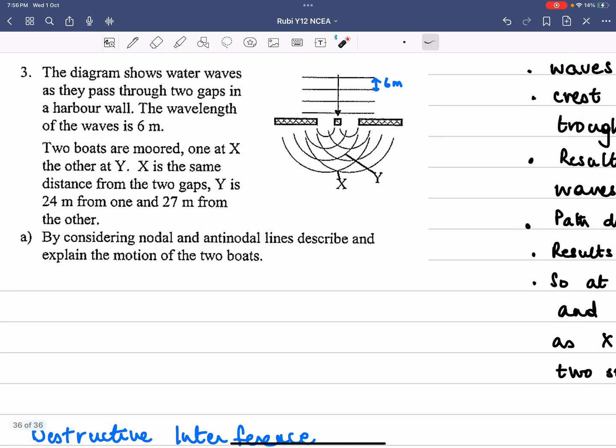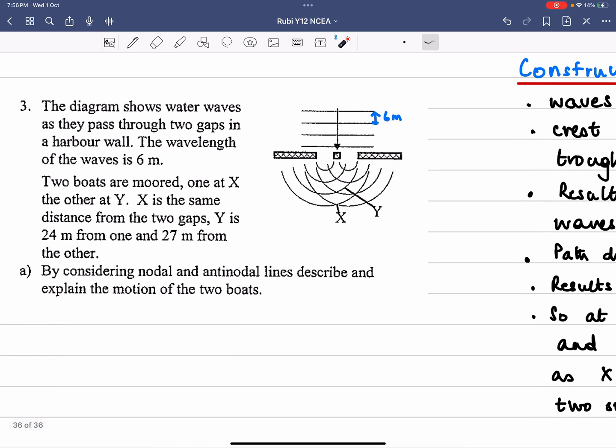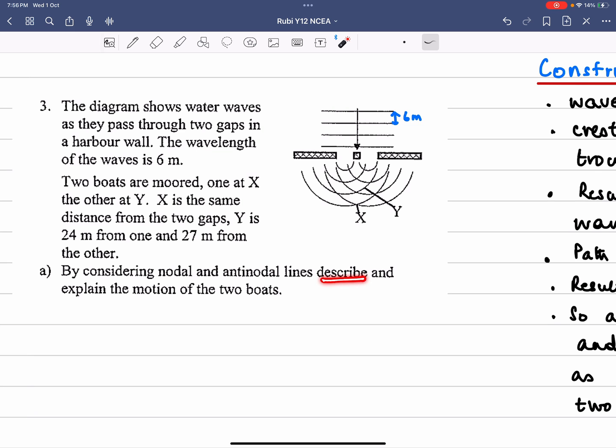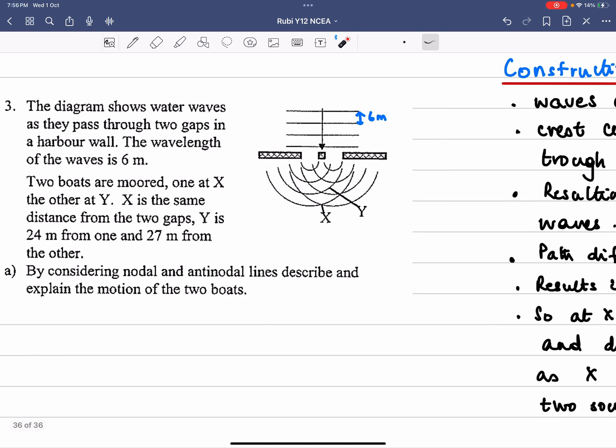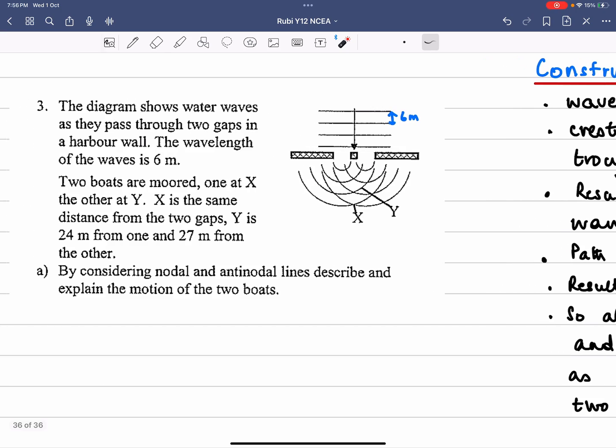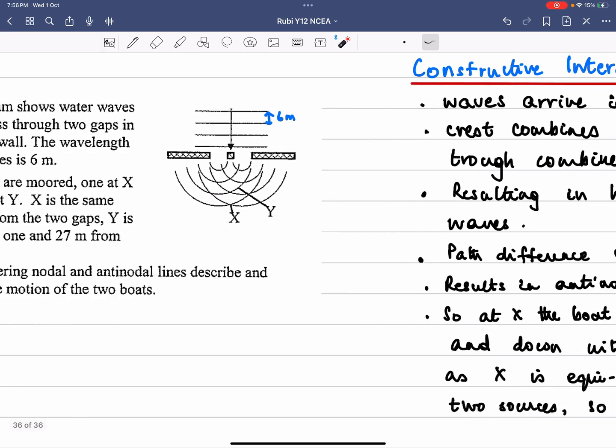Now the question is, by considering nodal and antinodal lines, describe and explain the motion of the two boats. When you have describe as well as explain, the implication is this carries more than just an achieved. Could be merit, could be excellence, depending on what's required. So let's talk about the two types of interference.